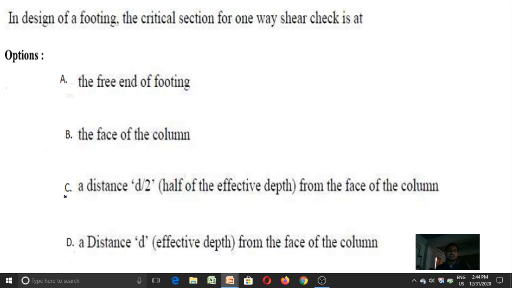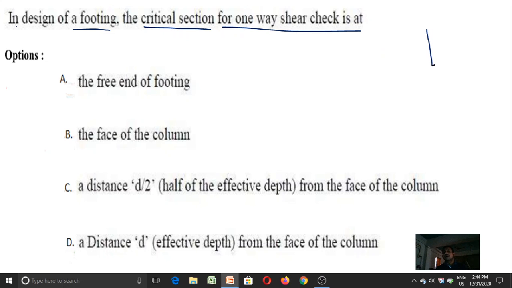Let me explain in detail about the design of footing and what is the critical section and what is the shear. So let us see what the question is. In design of footings, the critical section for one-way shear check is at a distance, right, when a footing is subjected to external load.